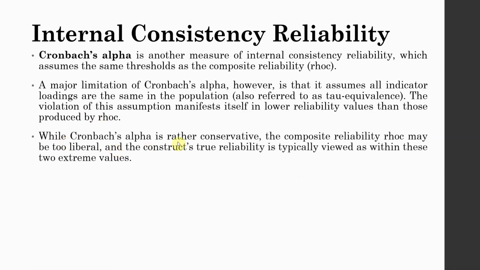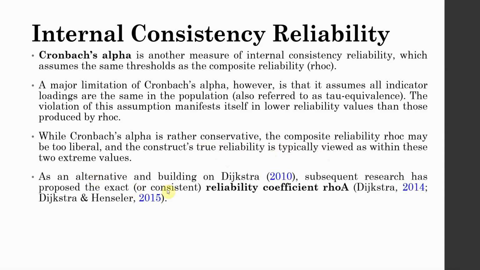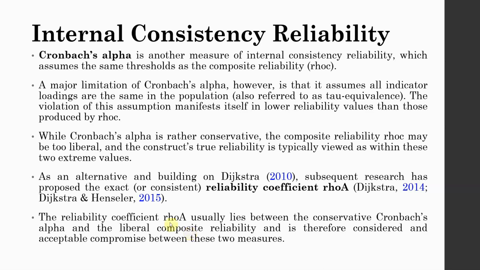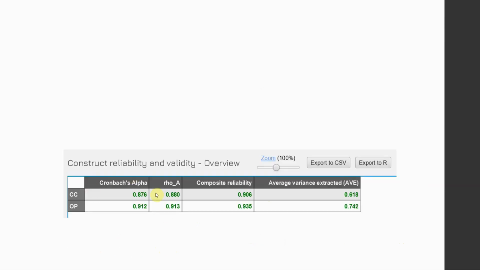While Cronbach's alpha is conservative, the composite reliability rho C is liberal, and the construct's true reliability is something in between the two, and that is referred to as the rho A reliability coefficient. The reliability coefficient rho A usually is between Cronbach's alpha and composite reliability, and is therefore considered an acceptable compromise between the two measures. Now, how do you get the reliability?